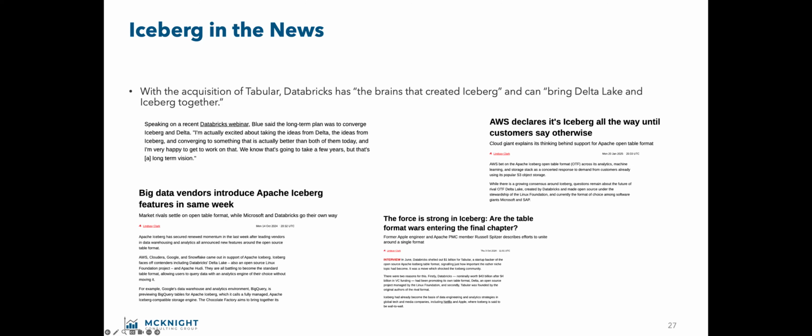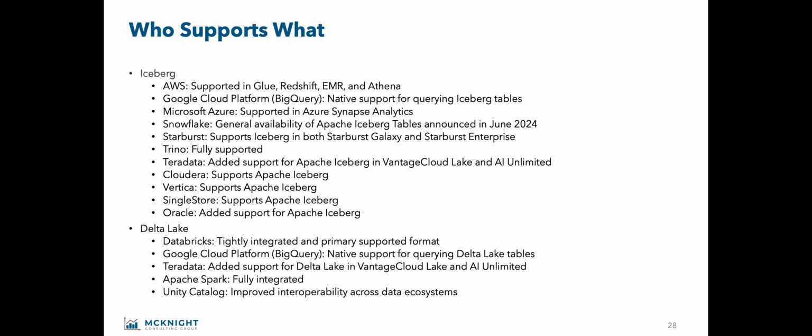Here are some other headlines for you. Big data vendors introduce Apache Iceberg features in the same week. So several database vendors did that. That was last year. These were all last year's headlines. The force is strong in Iceberg. Are the table format wars entering the final chapter? Ooh, how about that? AWS declares it's Iceberg all the way until customers say otherwise. I follow Lindsay Clark at the Register for good information on this subject. These come from her.